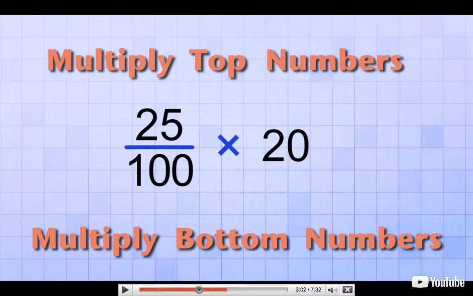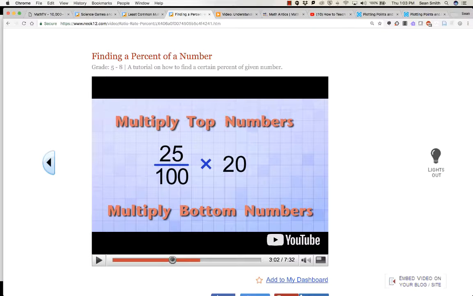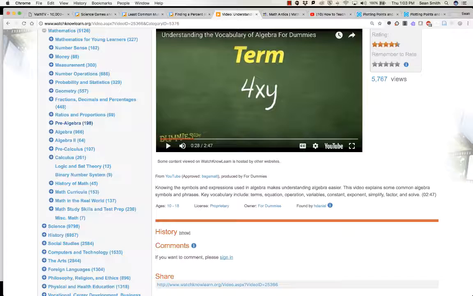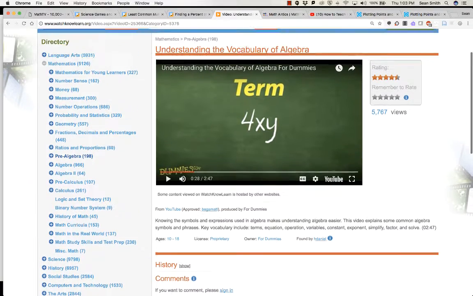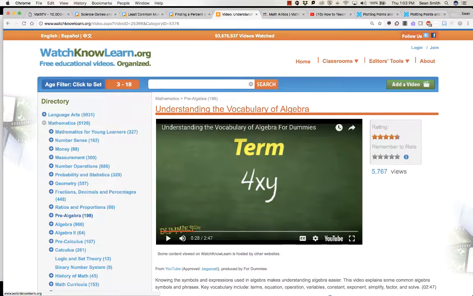Now it's a little different. It's still offering us that kind of explicit instruction, but a little different in terms of our visualization. Let's kind of move on here to another site. This site's called What Know Learn. Now What Know Learn does simply what Neo K-12 does, and they grab video from lots of different places. This happens to be off of dummies.com. And this is dealing with understanding vocabulary of math, specifically for algebra. So let's listen to this for a little bit.